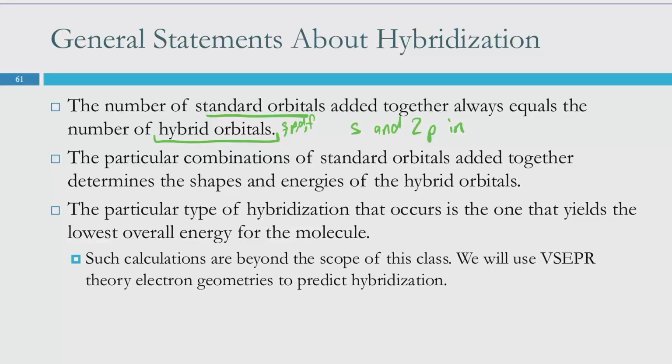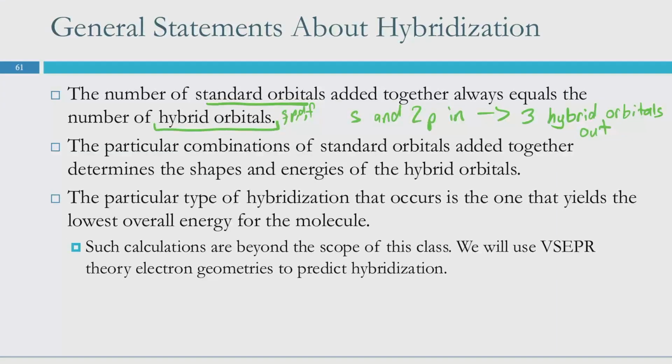Total. What's 1 plus 2? 3. So we'd get 3 hybrid orbitals out, and they would all be the same because we blended them together. If you put in 3 orbitals, you get out 3 orbitals. If you put in 5 orbitals, you get out 5 orbitals. If you put in 6 orbitals, you get out 6 orbitals. We're not changing the number of orbitals. It's always going to be the same.